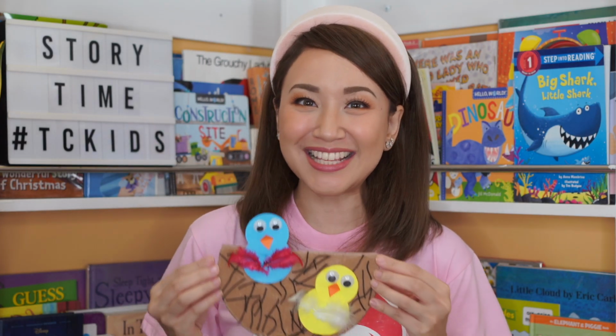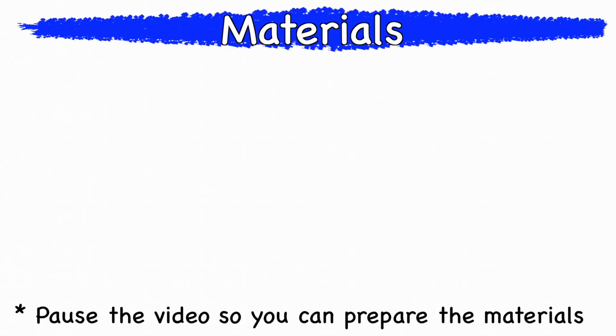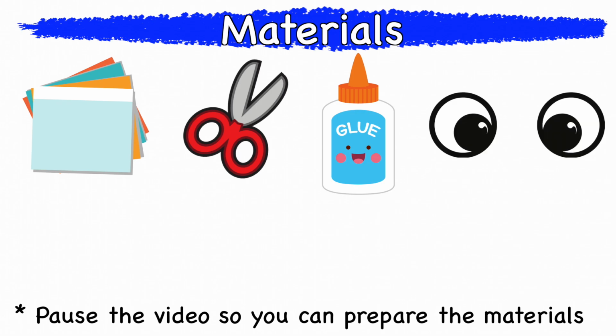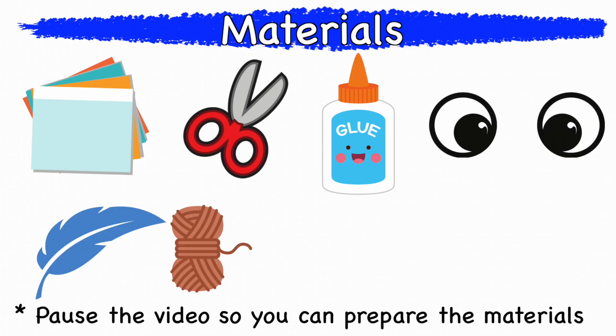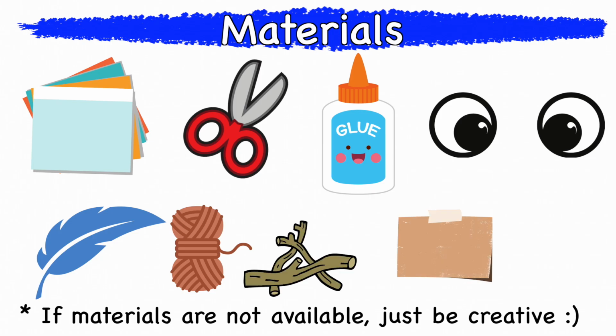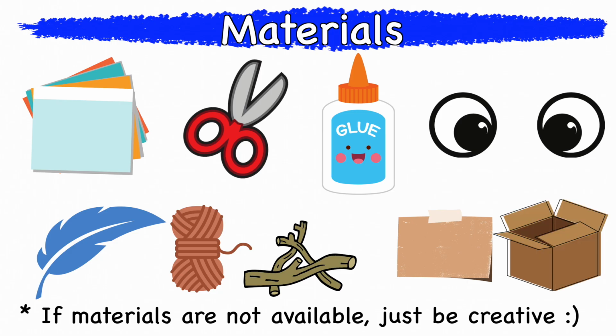Yay! For our next activity, ta-da! We will make our very own birds and nests arts and crafts. Here are the materials that we will need. Number 1, construction papers in different colors. Scissors, glue or paste, googly eyes, feather, brown yarn. If you don't have brown yarn, it's okay. You can use string or twigs. And brown paper. If you don't have brown paper, you may use recycled carton.